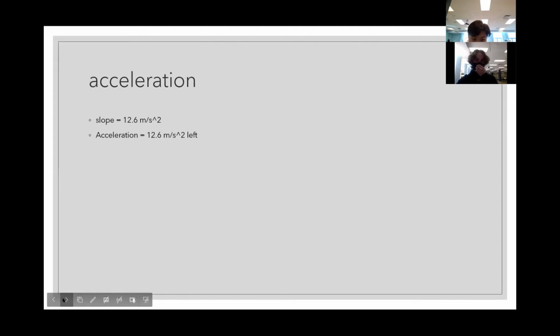The acceleration of the graph, or of the motion. The acceleration can be calculated as the slope of the velocity time graph. And the slope is 12.6 meters per second squared, and the acceleration of the motion is 12.6 meters per second squared towards the left.